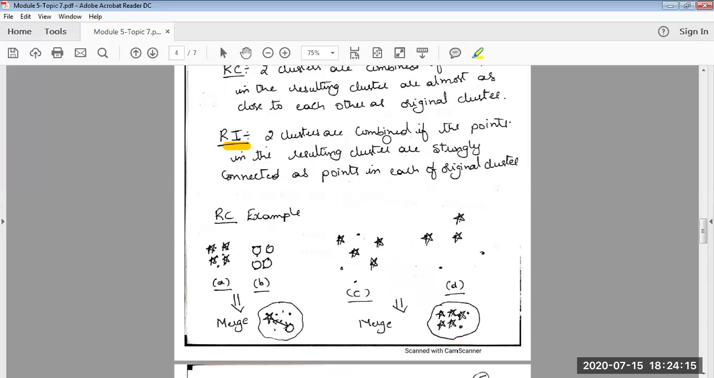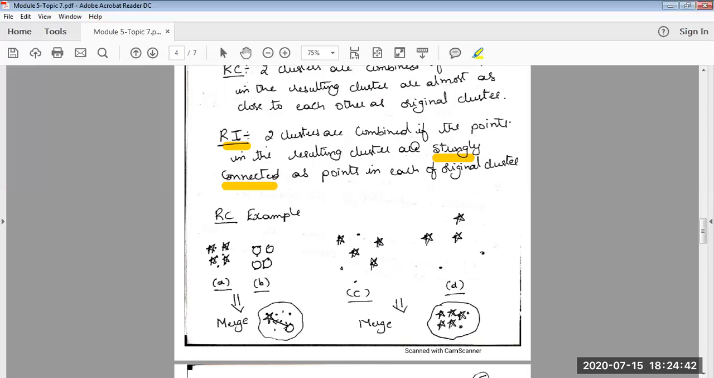Two clusters are combined if the points in the clusters are strongly connected. See, relative interconnectivity is talking about the edges in the clusters. Chameleon is a graph-based algorithm. So we understood inside the clusters we have data points. The data points are connected using edges. We had already seen this in many of the previous videos.